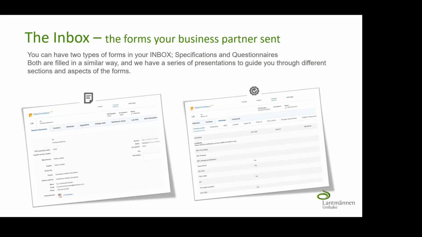There are two types of forms in your inbox from Unibake: specifications and questionnaires. They are both filled in a very similar way with the same fields and functionalities. We have a series of presentations that will help guide you through the different aspects of using this system to fill in the forms we provide and to provide us with the information requested.